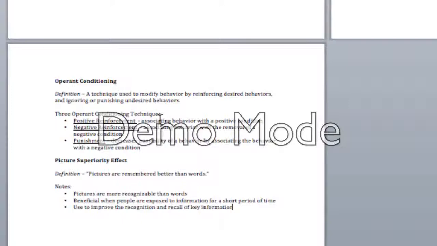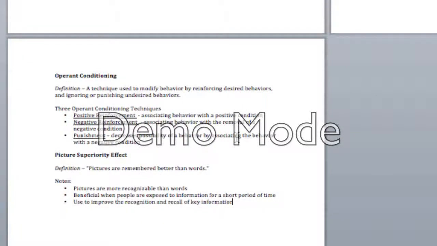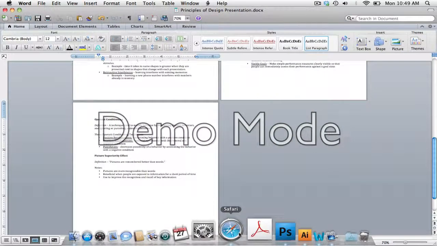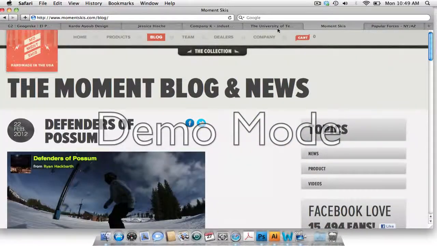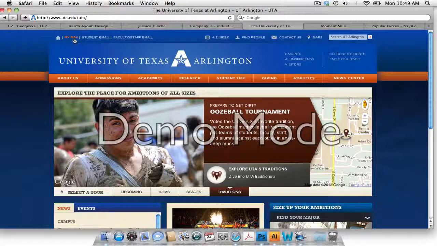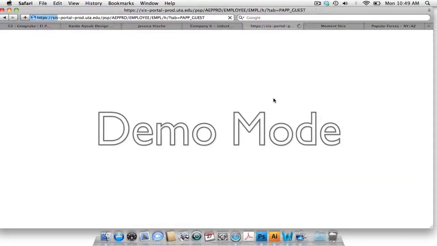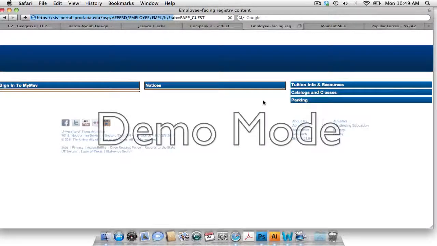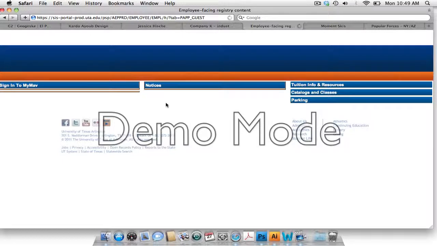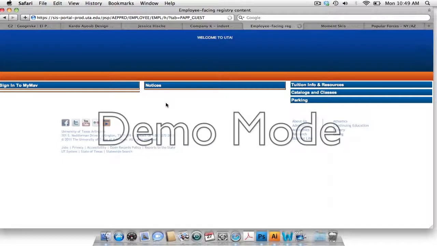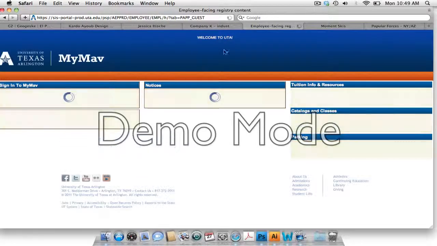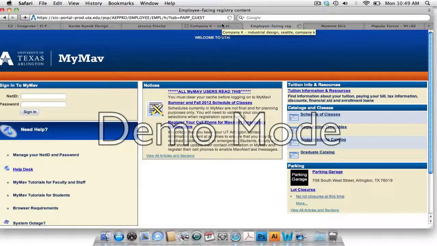Example of positive conditioning concerning websites, or actually, punishment. The UTA website. Well, you guys all know this. Sometimes you log into the UTA website and you log in wrong, it punishes you by not letting you in the website. As well as other websites where you make an account, Facebook, Twitter, whatever.